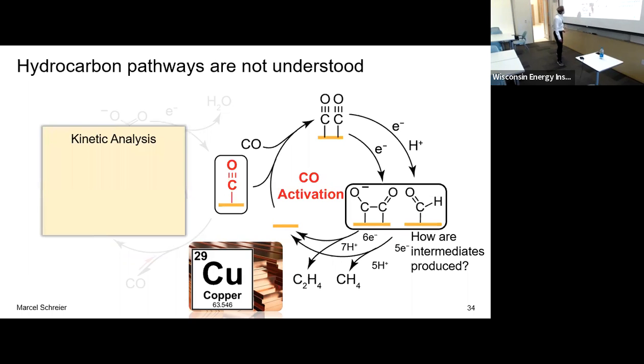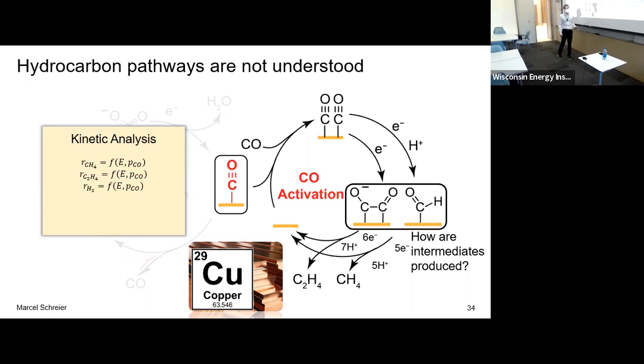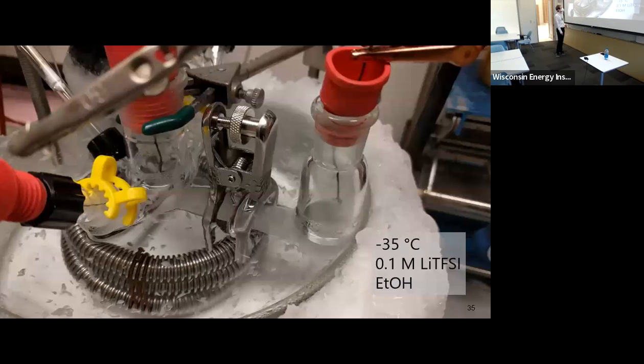Well, one way is for us to use a kinetic analysis. Kinetic analysis means we measure the rate of production of all the different products: hydrogen as a side product, ethylene as one of the desired products, methane as another desired product, as a function of the parameters of our catalytic system. In this case, the electrochemical driving force E and the partial pressure of CO. From carrying out these measurements, we can learn a lot of mechanistic information into how these transformations that lead from carbon dioxide to the production of hydrocarbons actually take place.